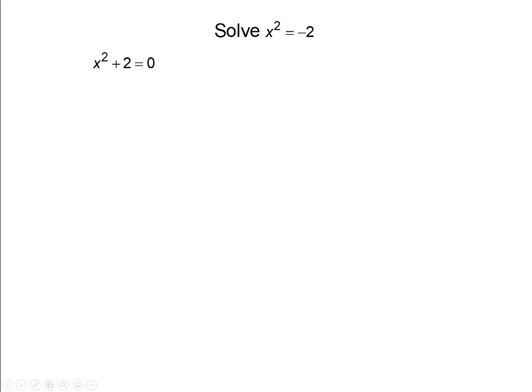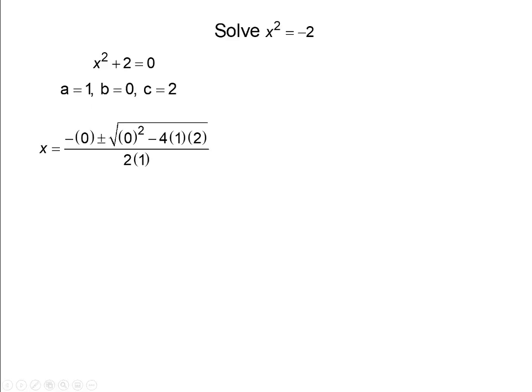First, we're going to want to set the expression equal to 0. Next, it's important to see that a is 1, b is 0, and c is 2. We substitute and simplify. Now, this brings up an important point about this symbol right here.